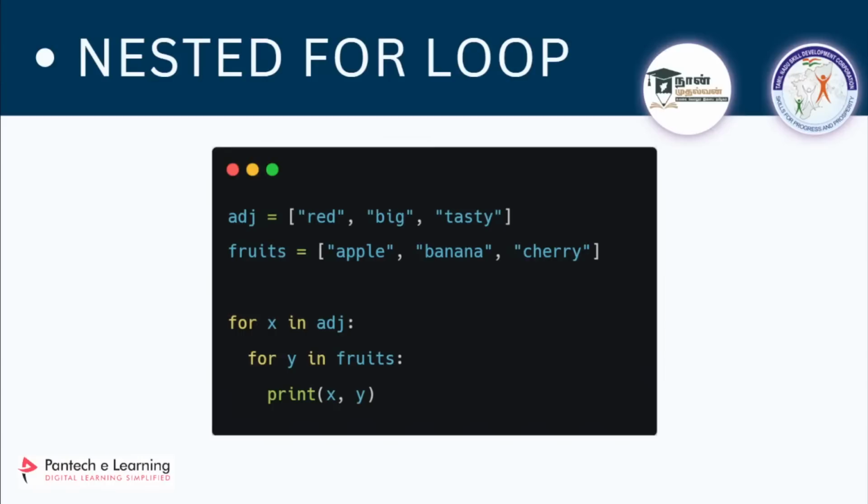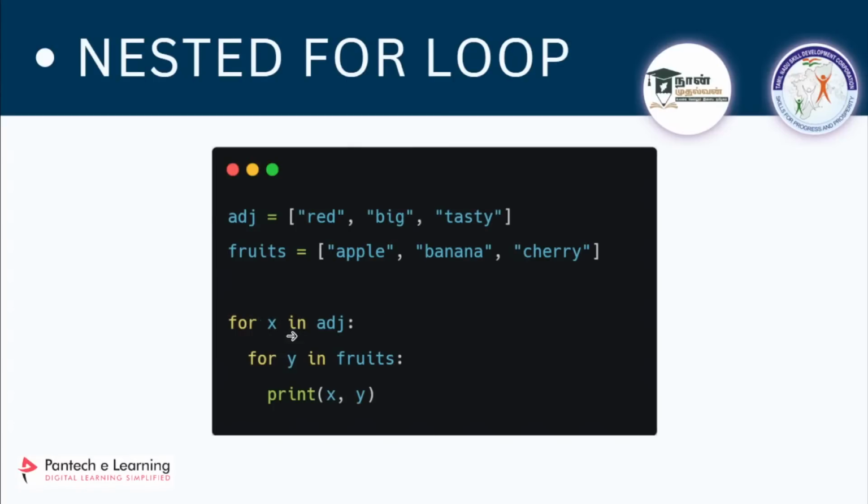I'll tell you how to use this with an example. I have adjectives red, big and tasty, and I have a variable fruits where I have stored a list: apple, banana and cherry. These three things. First I am creating a for loop, for x in adjective. What will be the value of x in the first iteration? Tell me in the chat box.